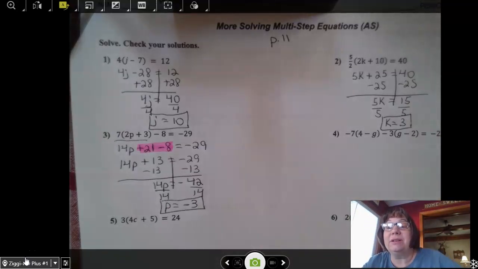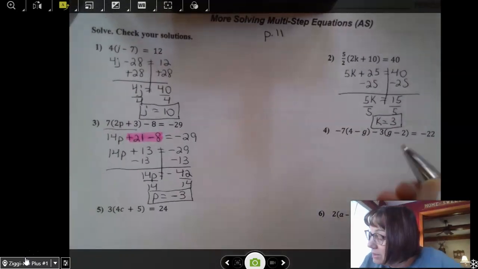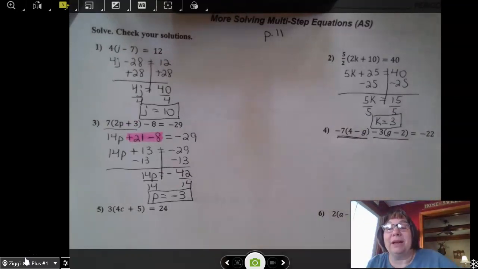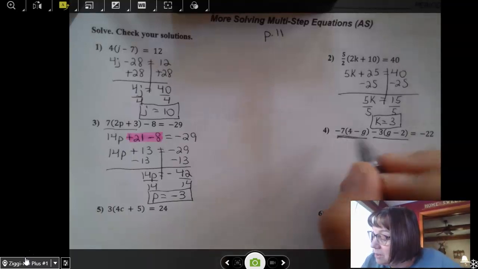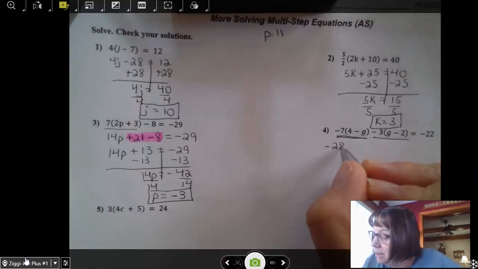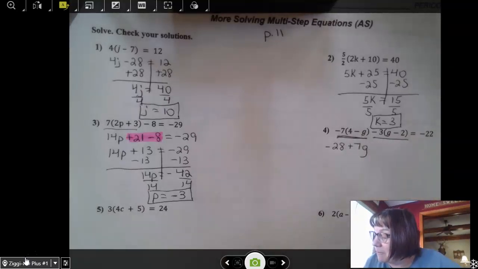All right, number 4. You will notice this is a little bit different. You've got to distribute twice before you start. So I see that I have this problem and I have this problem. I'm going to go ahead and do both of those at the same time. So negative 7 times 4 is negative 28. And a negative times a negative is a positive 7g. Then I have a negative 3 times g, and a negative 3 times a negative 2 would be a positive 6.